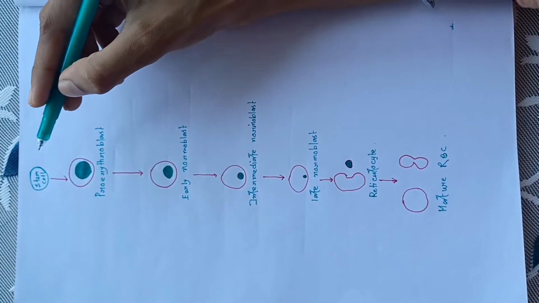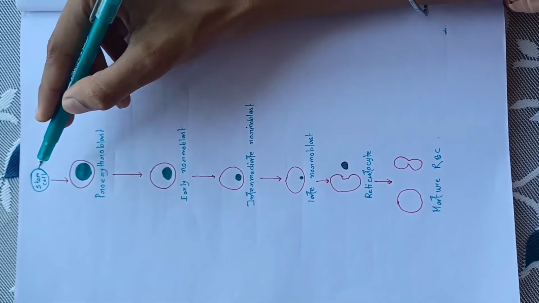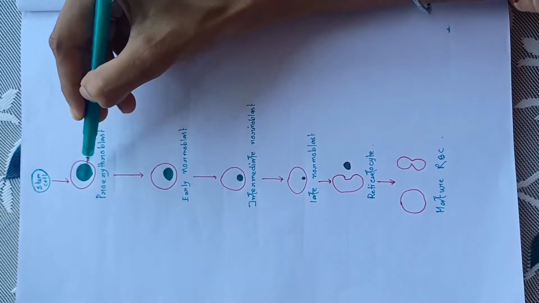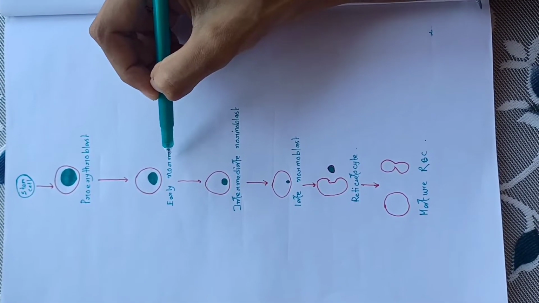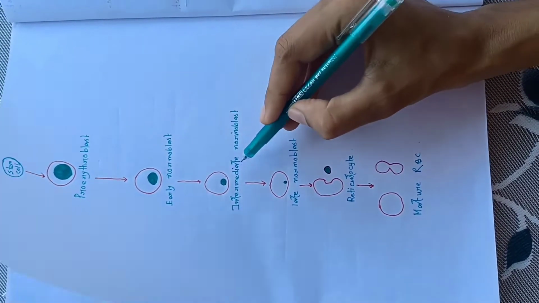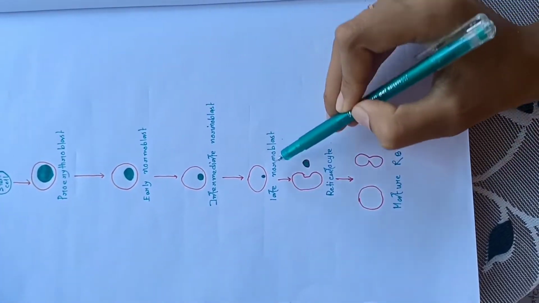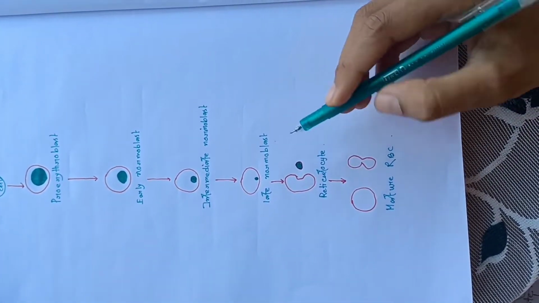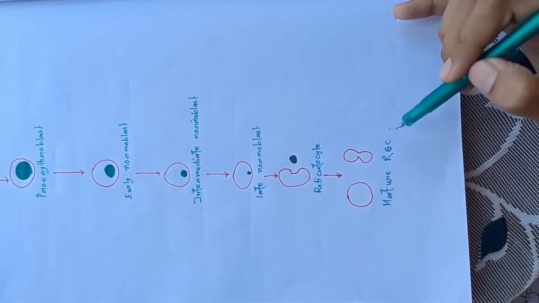Showing a picture of the process of erythropoiesis. Here, stem cell to proerythroblast, proerythroblast to early normoblast, early normoblast to intermediate normoblast, intermediate normoblast to late normoblast, late normoblast to reticulocyte, and after 2 days reticulocyte to mature RBC.